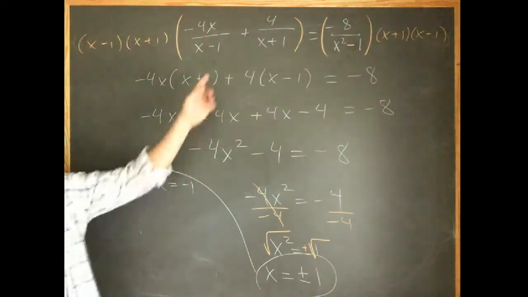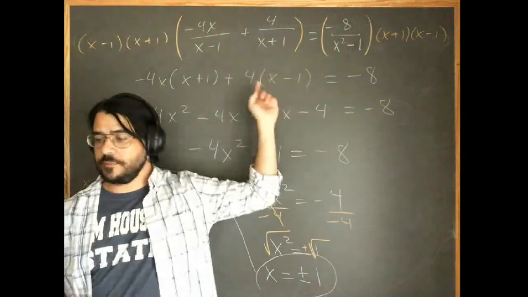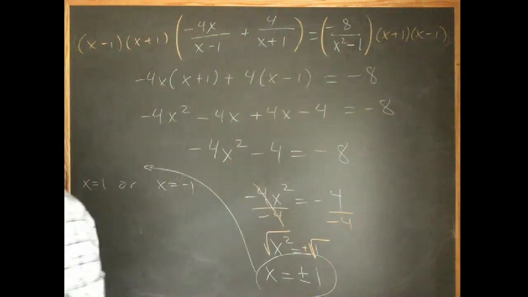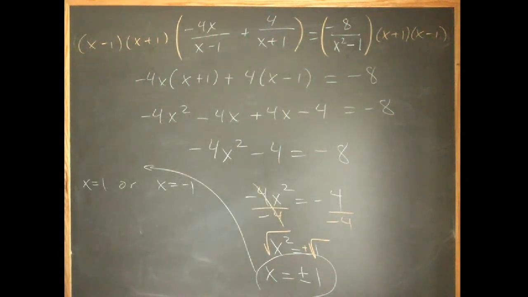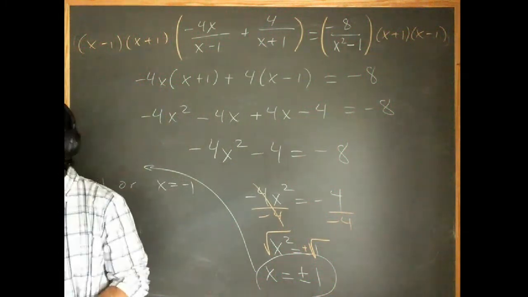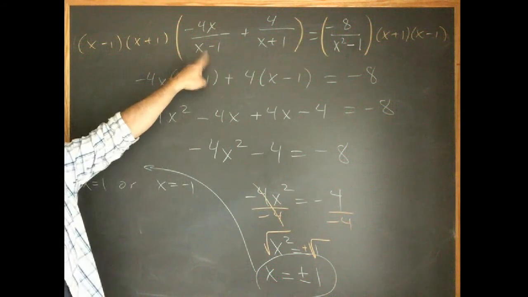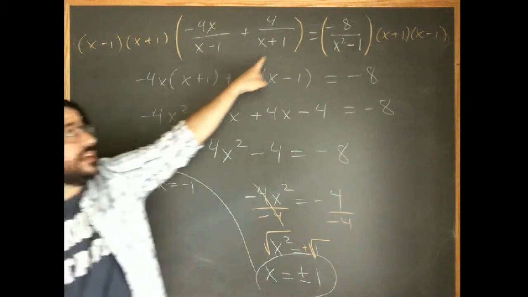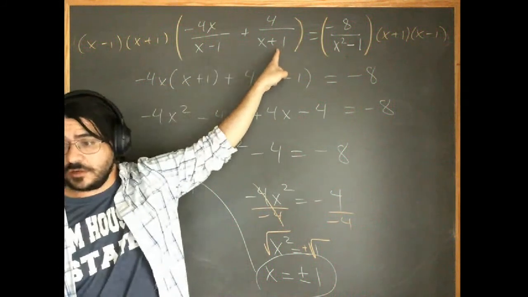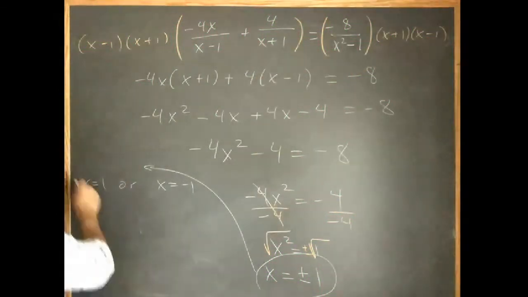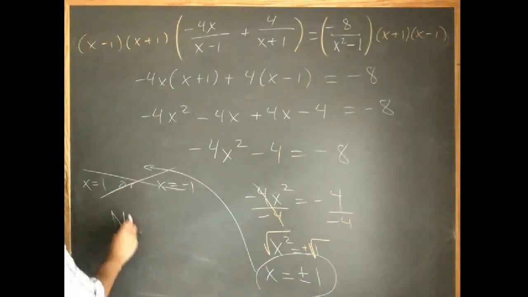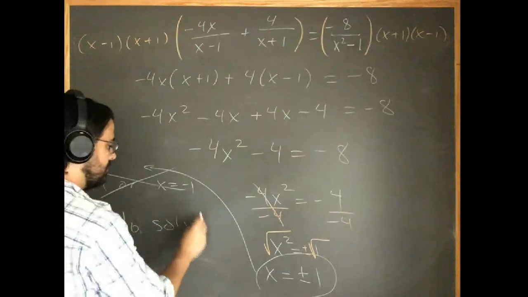Okay, so try to plug it back into the original, right? What happens when you plug it into the original? There's an issue. Yeah, so Dalton has here, if I plug in 1 into this, I get 0 in the denominator. If I plug in negative 1 into this, I get 0 in the denominator. So these are both extraneous solutions, and we should just say there's no solution to this problem.